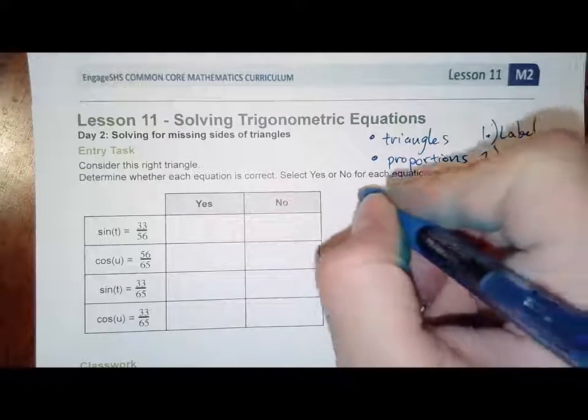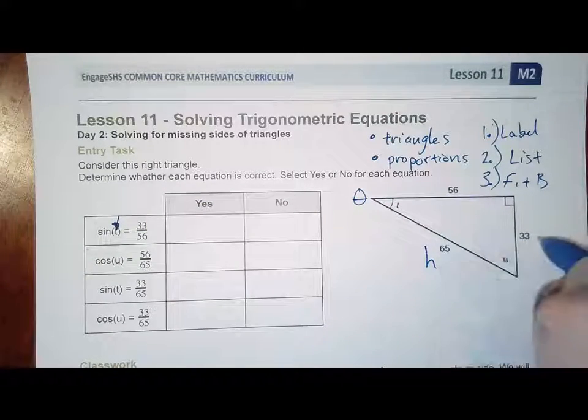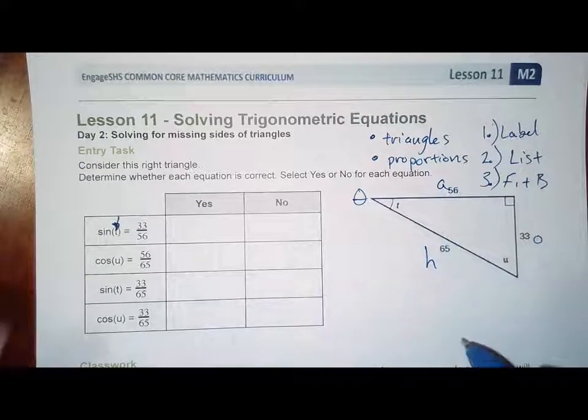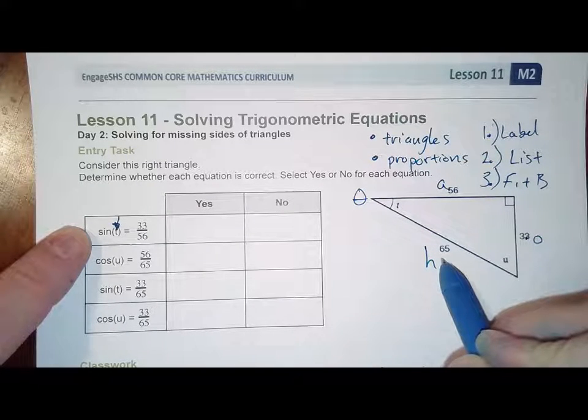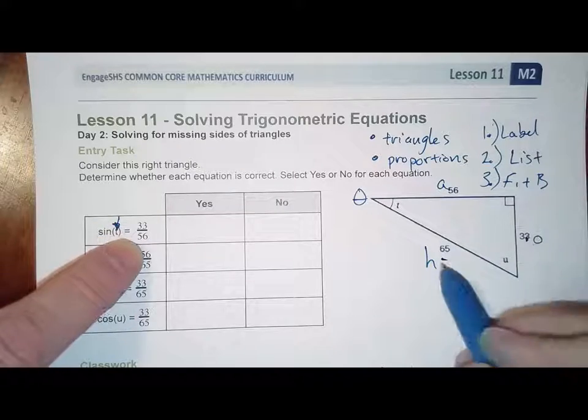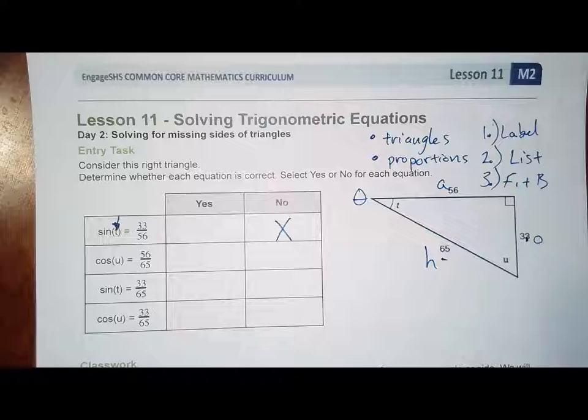So label. SOH CAH TOA. So sine would be opposite over hypotenuse. Well, the opposite is 33, but the hypotenuse is not 56. So I'm going to mark that as no.